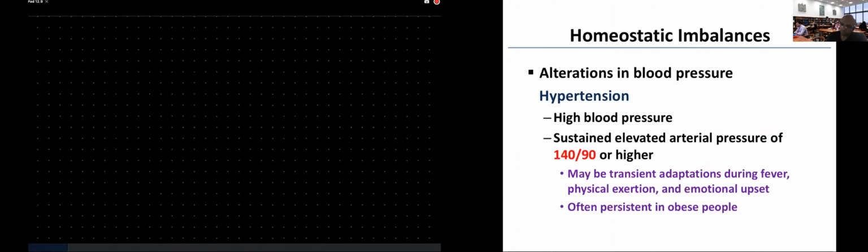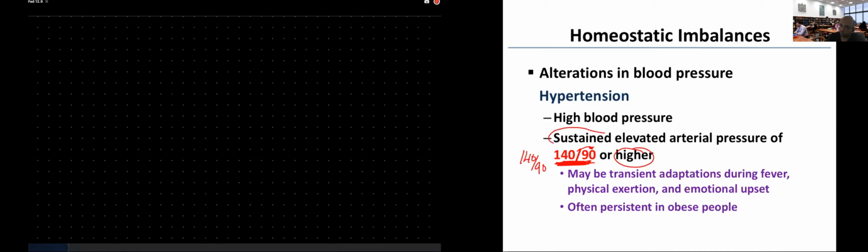Another homeostatic imbalance that will be related to the blood pressure is going to be hypertension. In order for me to consider a person as hypertensive, he has to have a blood pressure of at least 140 over 90 or higher. So if I am at 140/90, it's still borderline. In order for me to think of a definitive hypertension, it needs to be greater than this number.